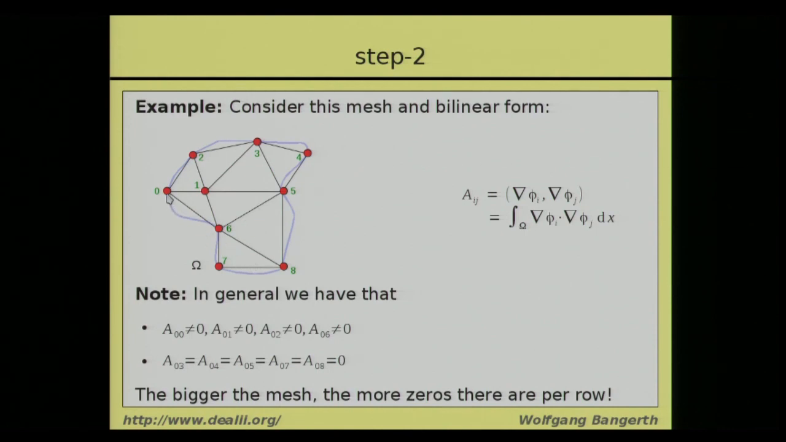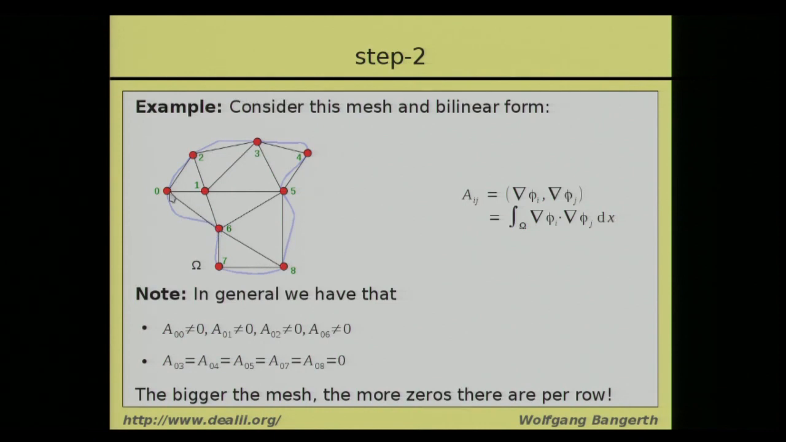So if I look at the entry a_00, that would mean that I need to integrate the gradient of phi_0 times the gradient of phi_0. Well, that is a non-zero function. In particular, it's a non-zero value. The same is true for the integrand where I multiply grad phi_0 with grad phi_1. So that too would be a non-zero value. And the same for the matrix entry a_02, and for the entry a_06, for example.